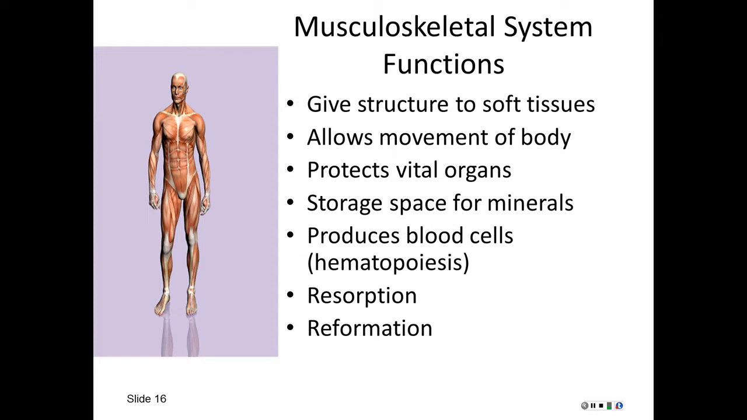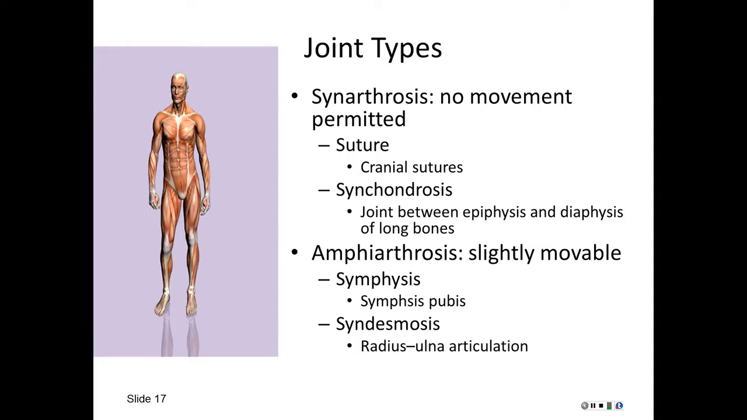Realize the musculoskeletal system produces the blood cells for hematopoiesis, and it has a point of reabsorption and reformation with osteoblastic and osteoclastic activity, like you studied in patho. And if you remember, osteoblasts will build bone, and osteoclastic activity is what cleans and seals new bone growth.